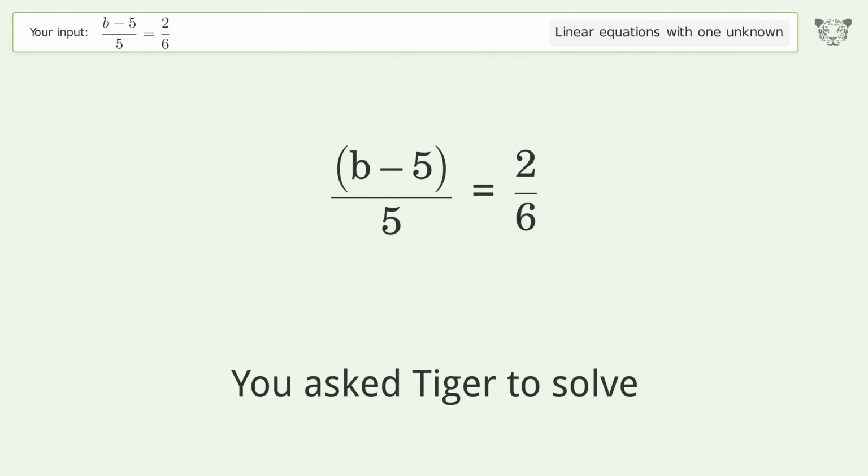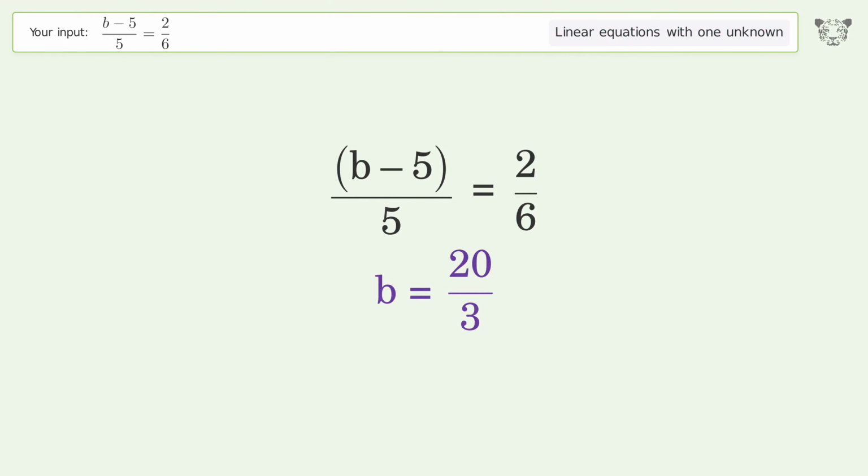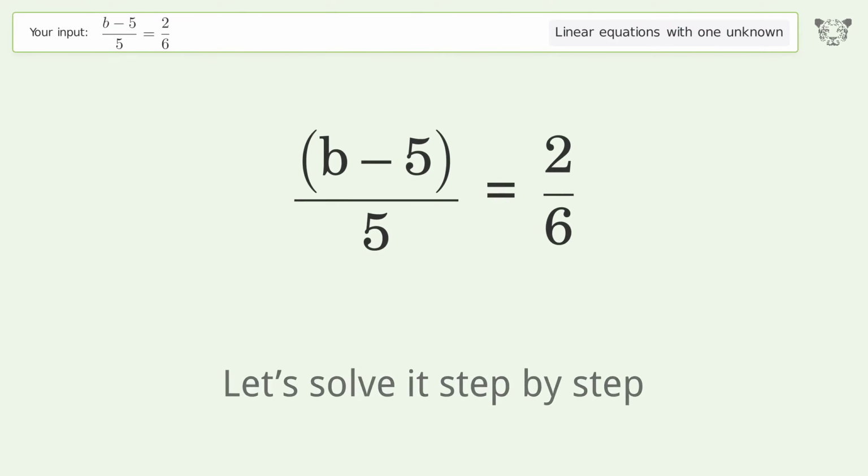You ask Tiger to solve. This deals with linear equations with one unknown. The final result is b equals 20/3. Let's solve it step by step.